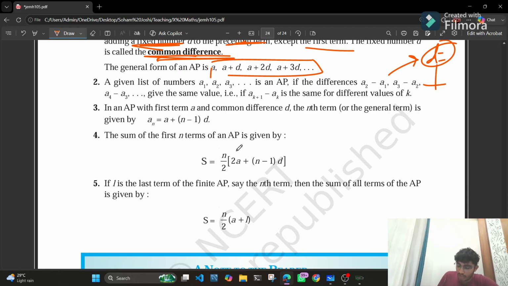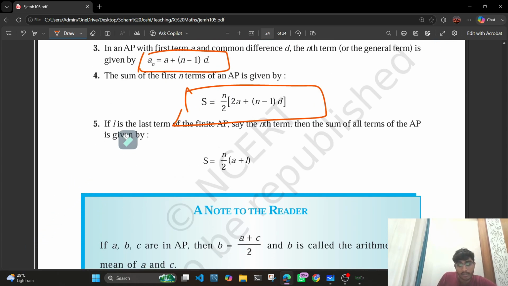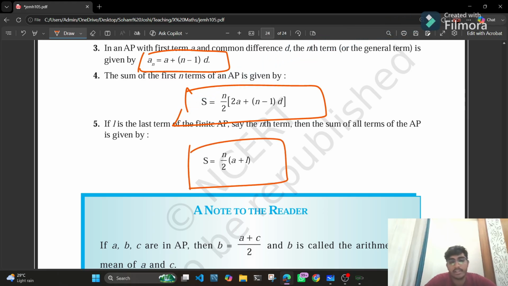Then we have the nth term formula, that is an is equal to a plus n minus 1 into d. Then we have the formula for the sum of first n terms, Sn is equal to n by 2 into 2a plus n minus 1 into d. And if the last term is given, then Sn is equal to n by 2 into a plus l is the formula.